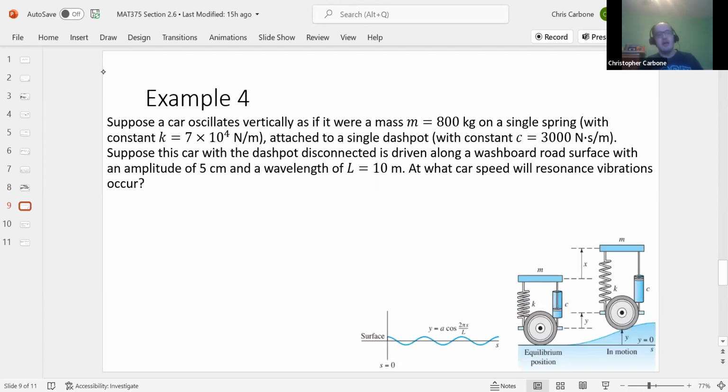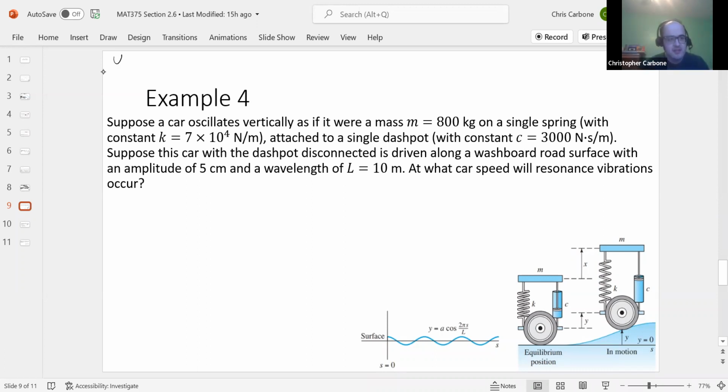So for example 4, suppose a car oscillates vertically as if it were a mass M of 800 kilograms on a single spring with constant K being 7 times 10 to the 4th newtons per meter, attached to a single dash pot with constant C being 3,000 newton-seconds per meter. Suppose this car with the dash pot disconnected is driven along a washboard road surface with an amplitude of 5 centimeters and a wavelength L of 10 meters. At what car speed will resonance vibrations occur?